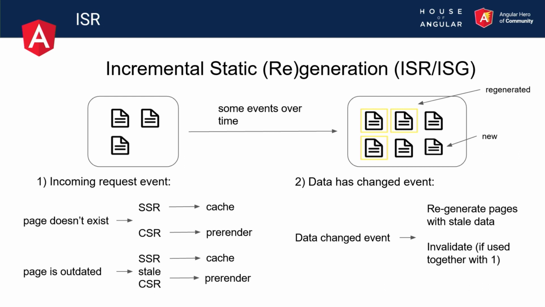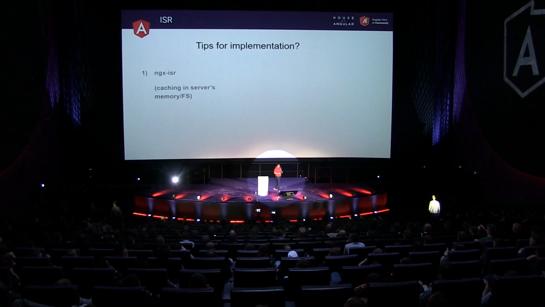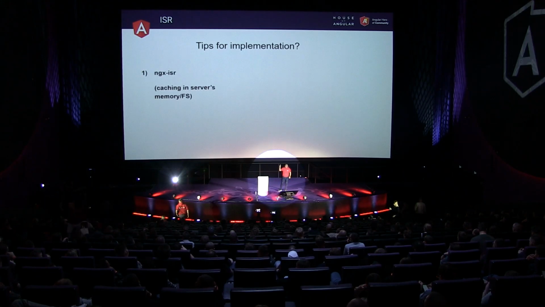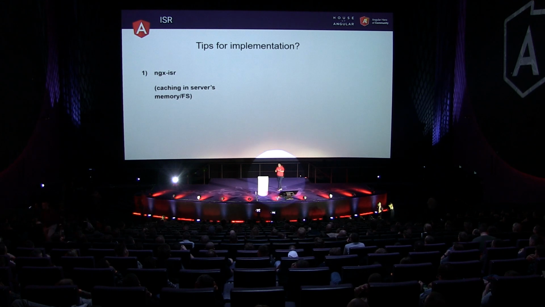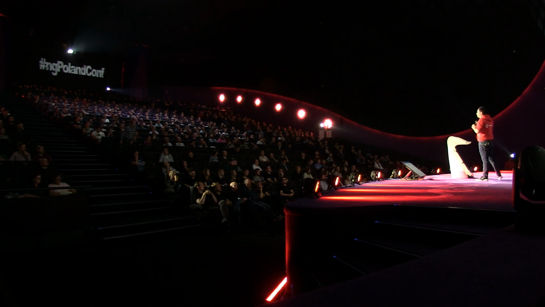OK, but do I have any tips for implementation in Angular that you can take a look at? Number one, you can take a look at the library ngx-isr. It won't have all the variants that I was talking about, but you can still make a couple of ifs and things will work. That library caches stuff in the server's memory or file system. So if you want to go really production mode and optimize even further, then what you want to do is leverage a CDN or external cache.